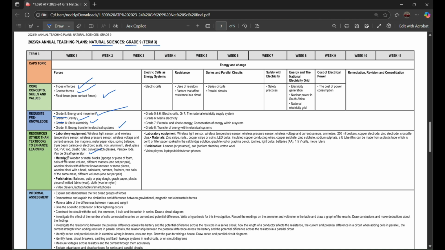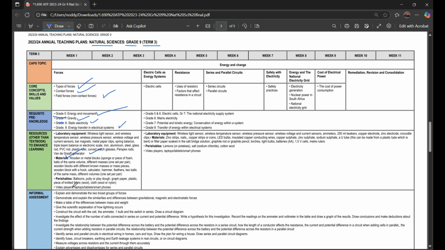And there are also going to be materials that you're going to be using, like wooden or metal blocks, balls of the same volume, different masses, wooden blocks with different known masses or mass pieces, wooden block with a hook, calculator, hammer, feathers, two balls of the same mass, different volumes, and one set per pair.